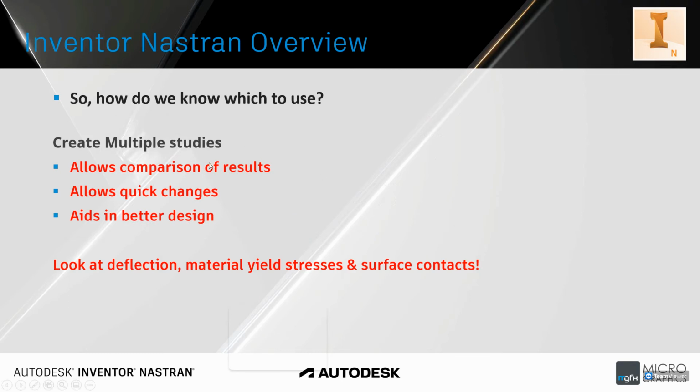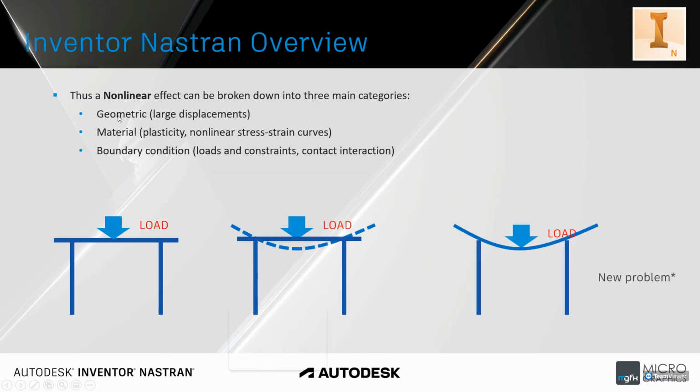So how do we know which to use? Well, that is the reason Inventor Nastran has multiple studies. It allows comparison of results, and when you know that either A, you're having a geometric large displacement, so you're having a geometric disparity, or you know that your stress is far exceeding your yield stress, which means it's going into nonlinear mode, or you know for a fact that you are affecting the strength of that bond between the two.